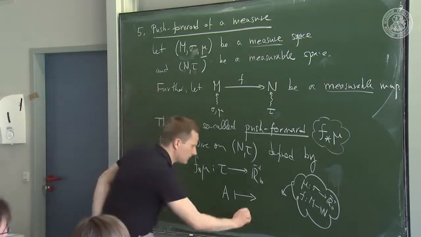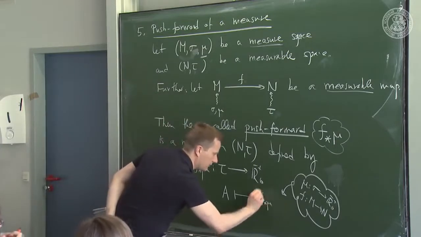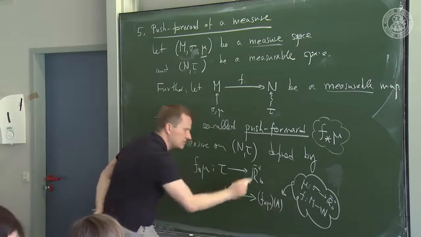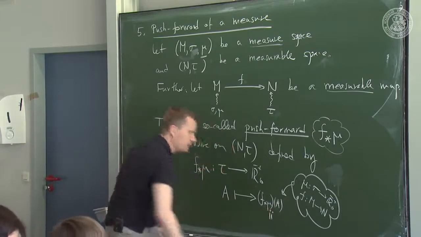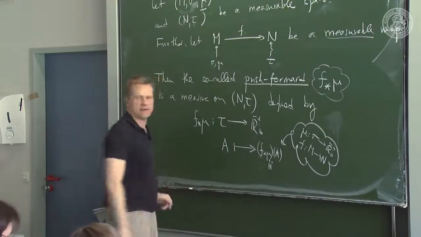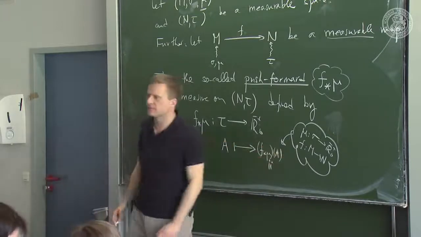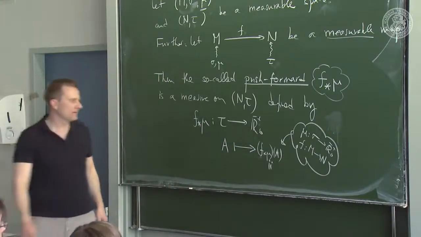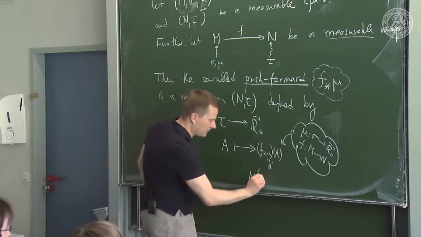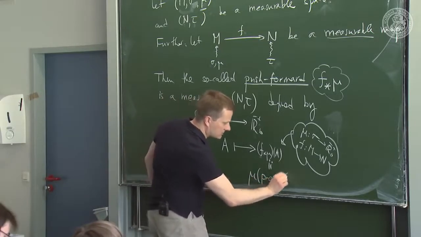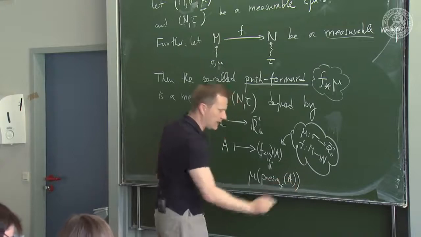So F star mu eating A needs to produce such a thing, and you now tell me how to define this with only these ingredients. Yes? Mu of the pre-image of A. Yeah. Mu of the pre-image of A under F.